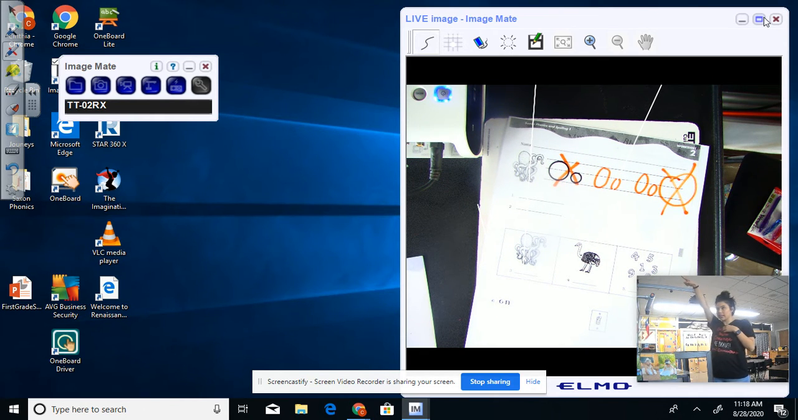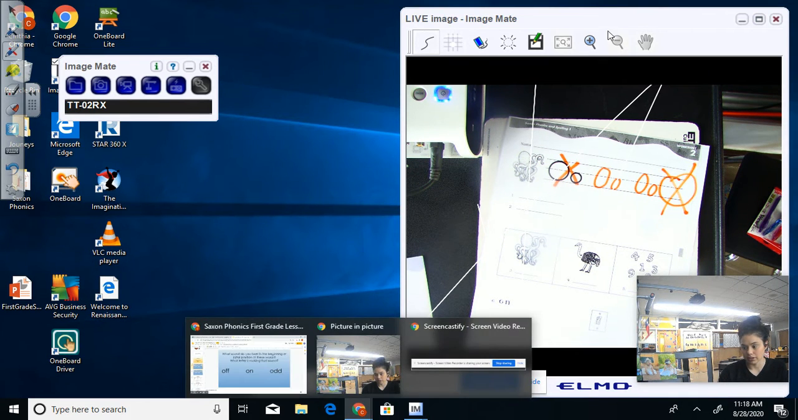Everybody do a Danilian style O in the air. Okay? And now a lowercase. That is right. Okay. Now we're going to look at our picture card. Okay? Let's look at our picture card.